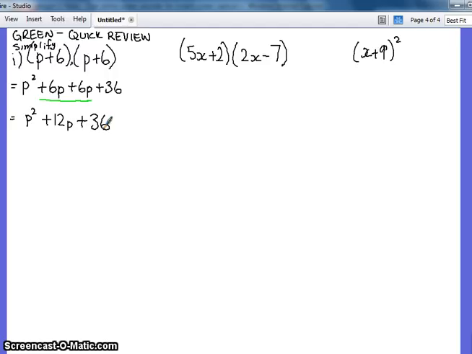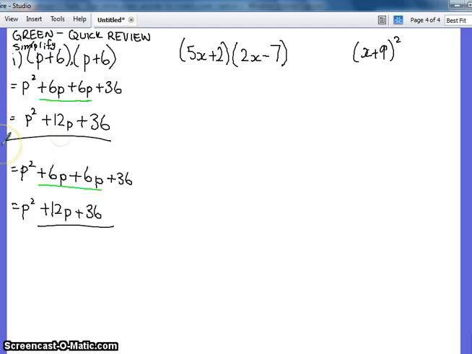And the way you two would do it would be for arrows: p times p would be p squared. P times 6 would be plus 6p. And then 6 times p would be plus 6p. And then 6 times 6 would be plus 36. Again, I'm looking at collecting the only like terms that are there. They're the only ones that are there. And we end up with exactly the same answer. Alright, so you should know how to do that. And that should be reasonable.